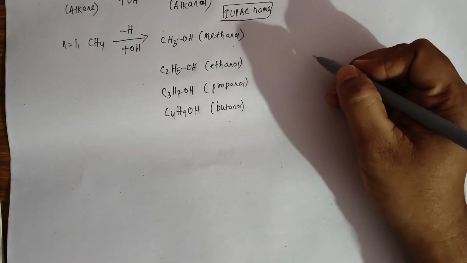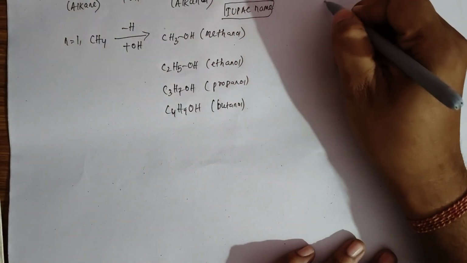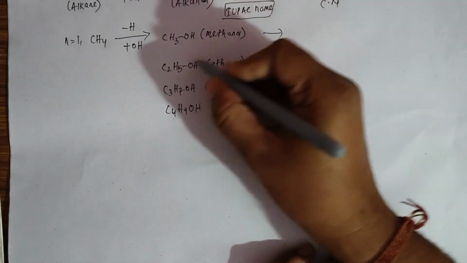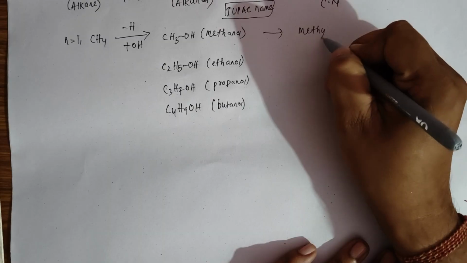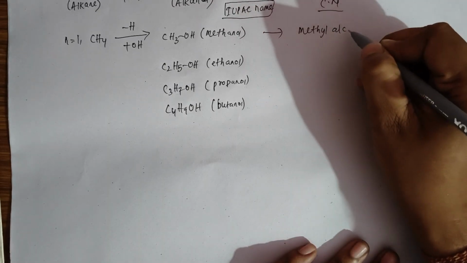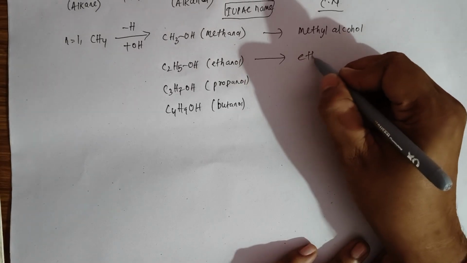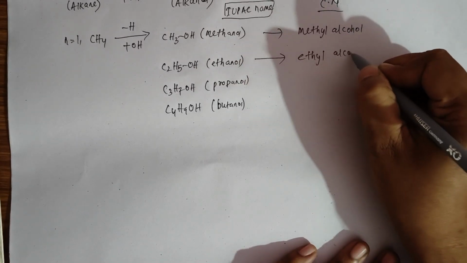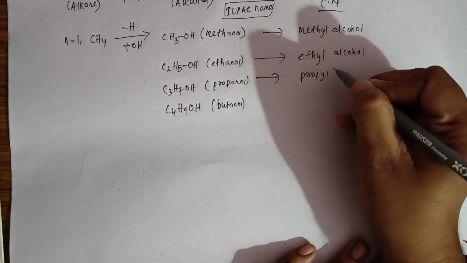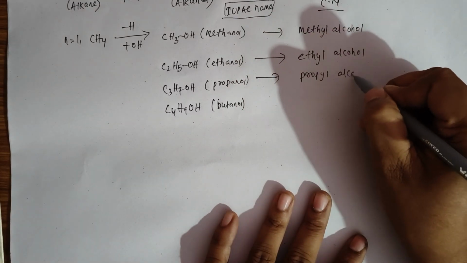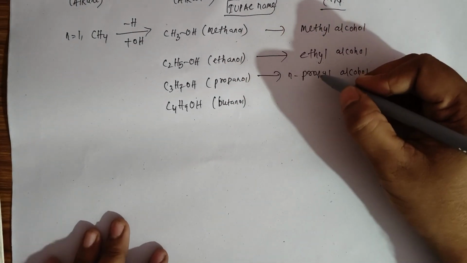Now I will tell about the common name. Its common name is methyl alcohol, where this part is called methyl and this is called alcohol. Like this, ethyl alcohol, propyl alcohol. Here in propyl, a small n will be attached to the propyl term.